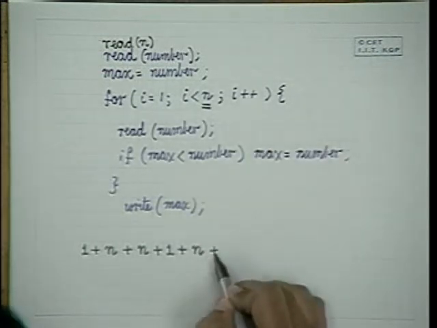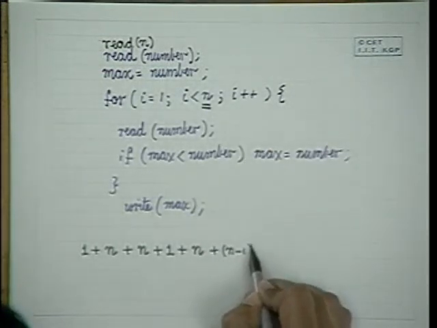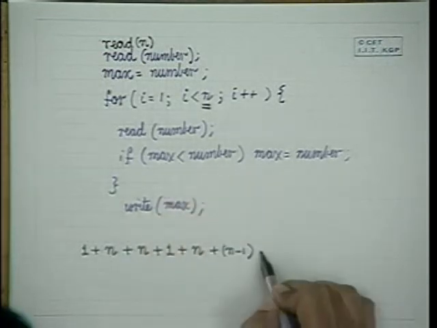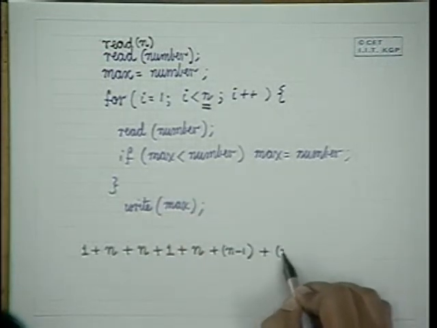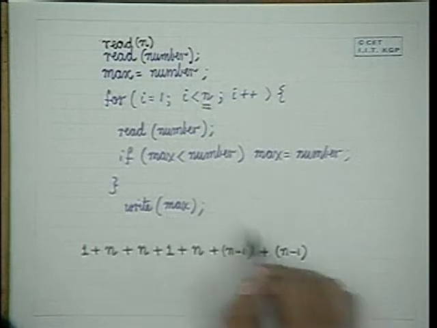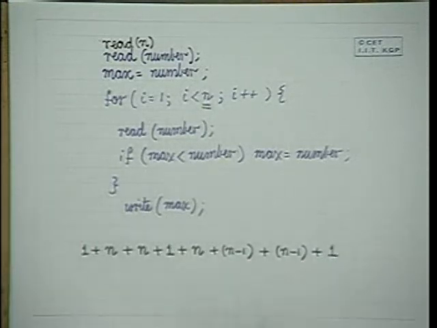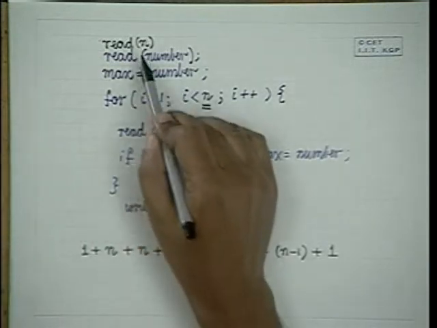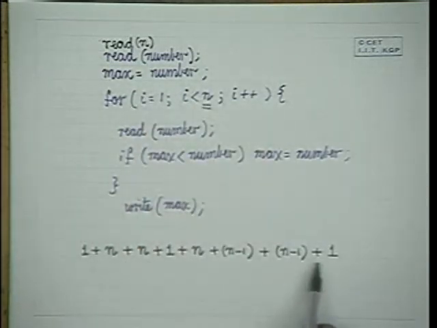This one and this one. So now this time statement is also proportional to the input. All right. So this is proportional to the size of the input.